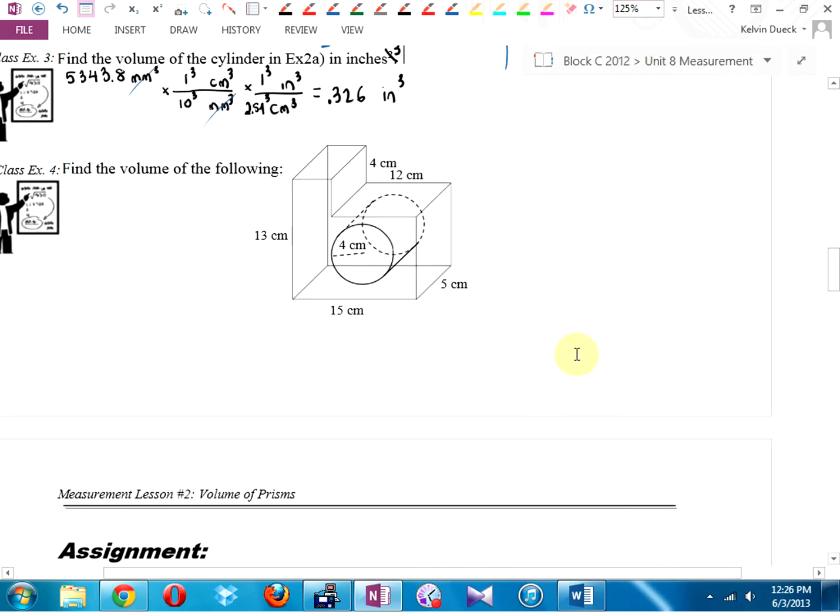It says, find the volume of the following. What I've done is I've given you that shape, but I've cut a cylinder out of it. How could I figure out, if I cut that cylinder out, the volume of that shape? I don't have a volume formula for a chair with a hole. Or do I? Any suggestions?